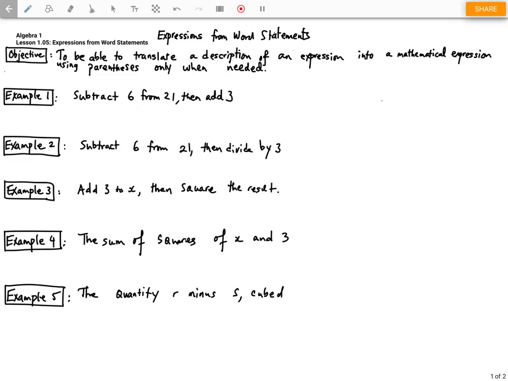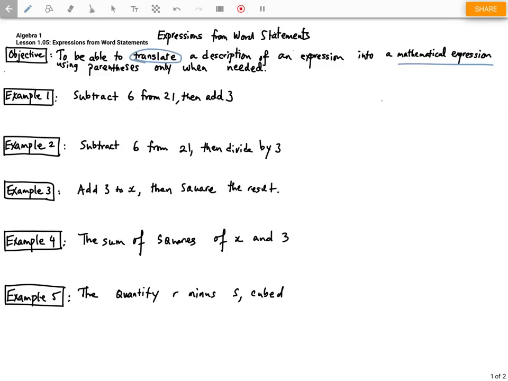The objective of this lesson is to be able to translate a description of an expression into a mathematical expression using parentheses only when needed. The best way to practice this is to try some of the examples and go through each example. We have 5 of them to discuss.